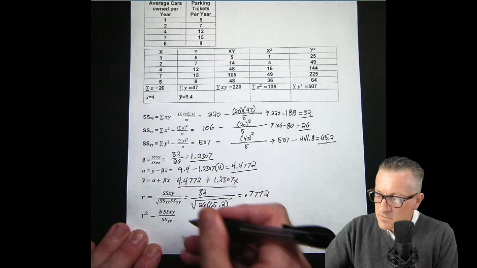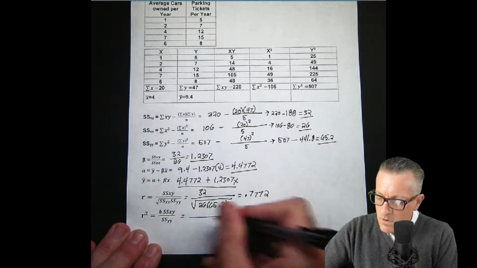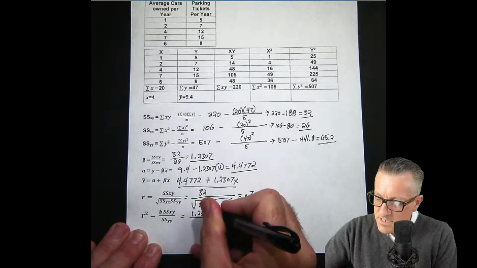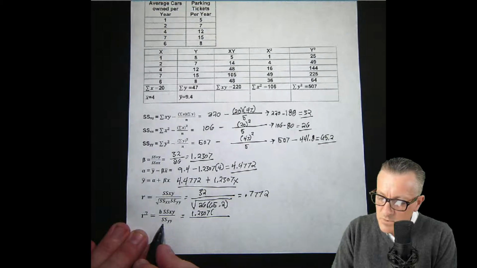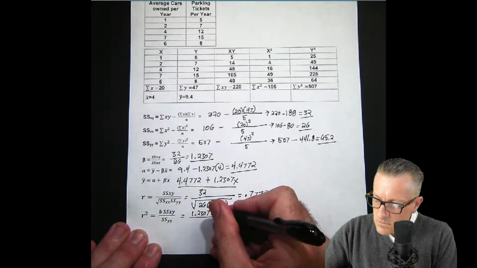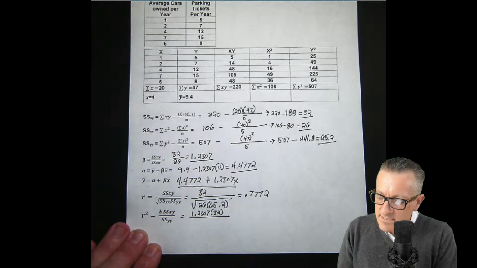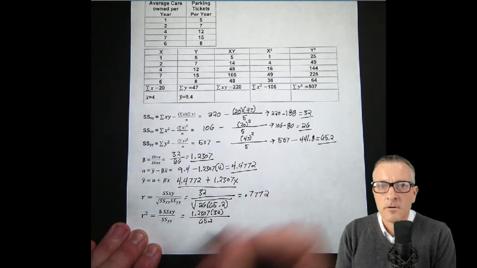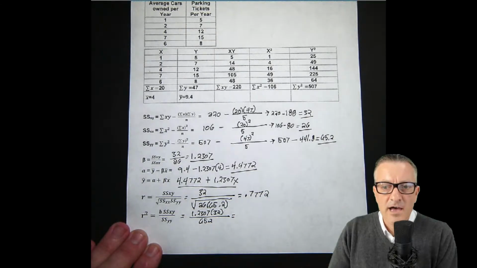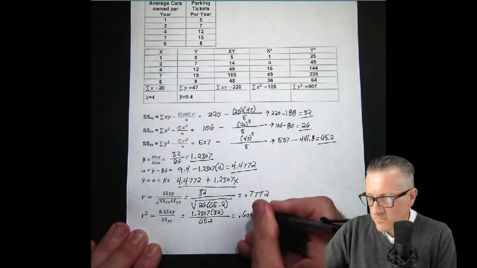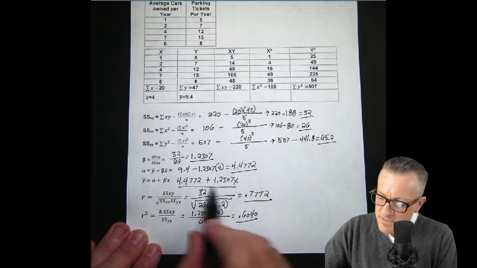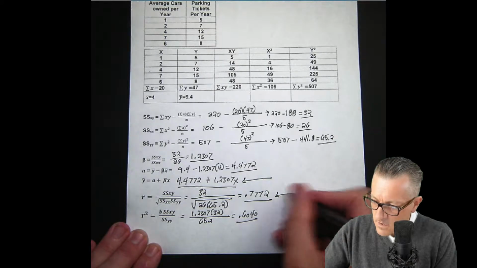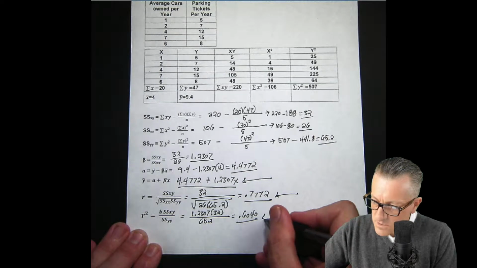the actual calculation is this. So we end up with b, and our b value was 1.2307 multiplied by SSXY, which is 32, and then divided by SSYY, which is 65.2, and the answer for that is 0.6040. So this is our line right here, this is our r, and this is our r squared.